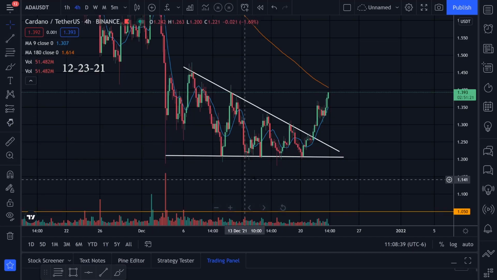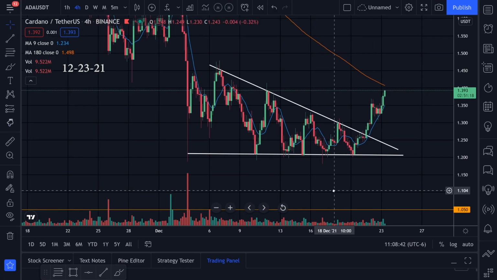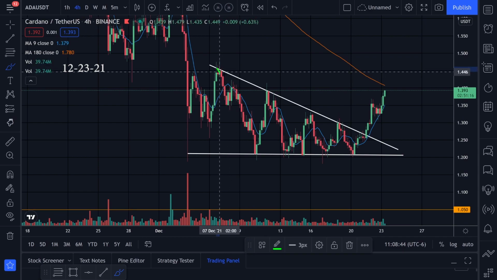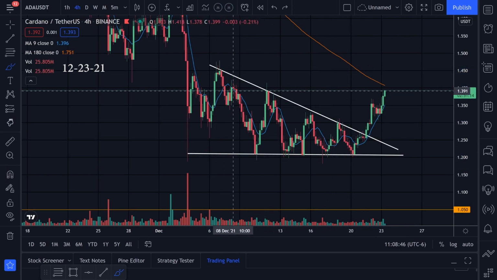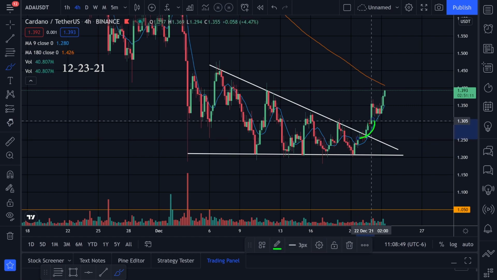Let's take a look at the chart for ADA. Okay, so here's what I'm looking at. We're on the 4-hour time frame right now, and we're looking at this downtrend and this support line. We had a triangle pattern like this. In my last video, I was waiting for a breakout to the upside or the downside. We got a breakout to the upside.